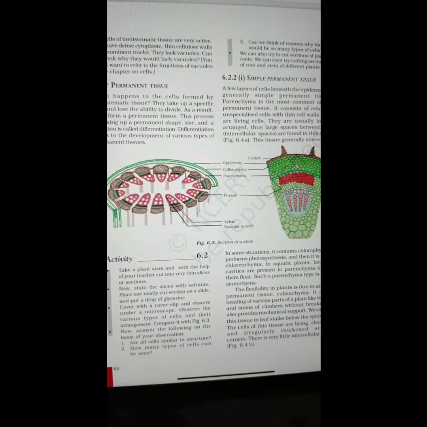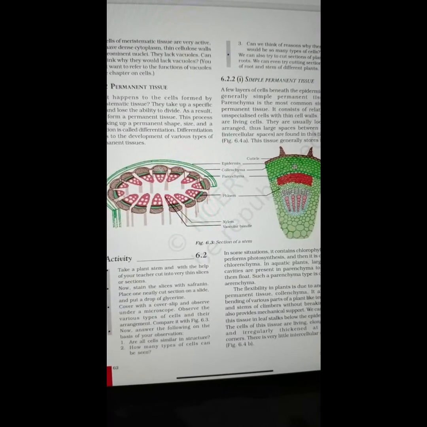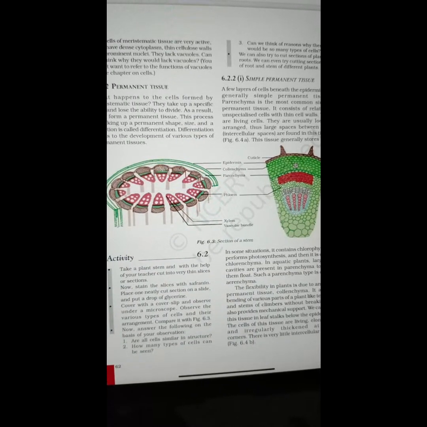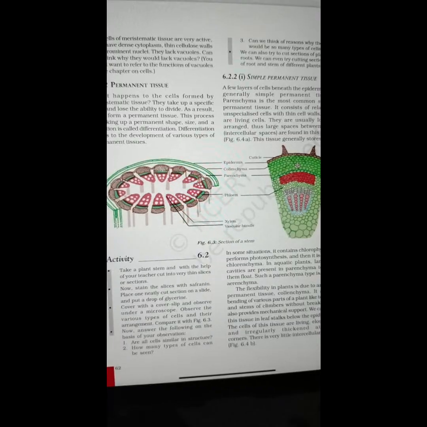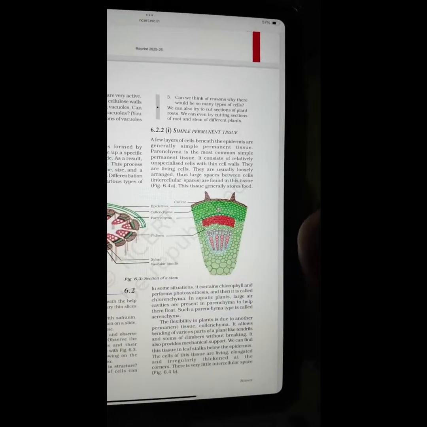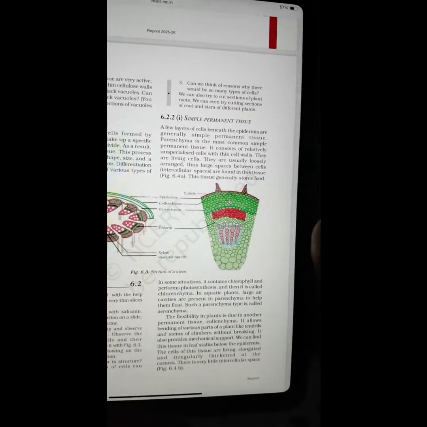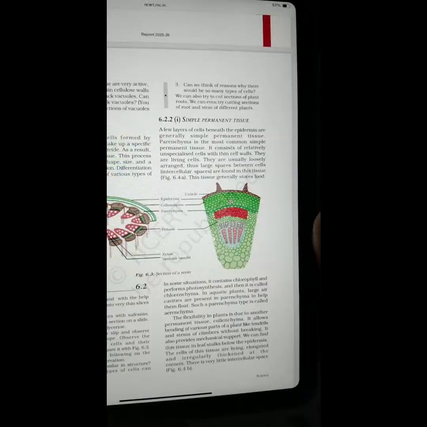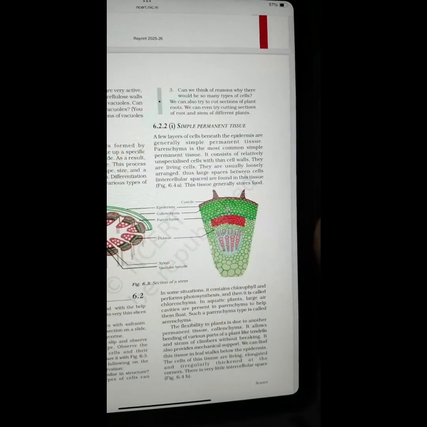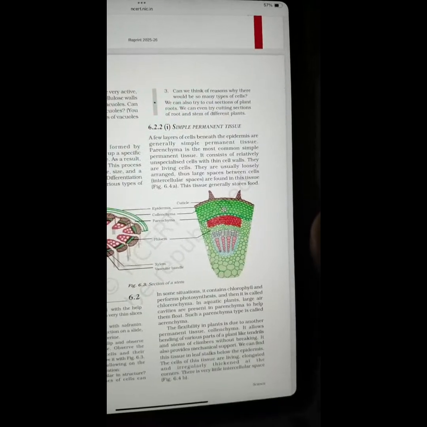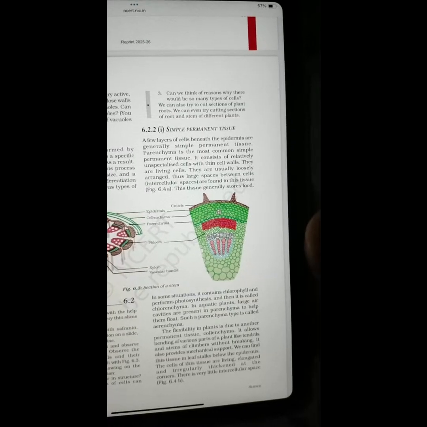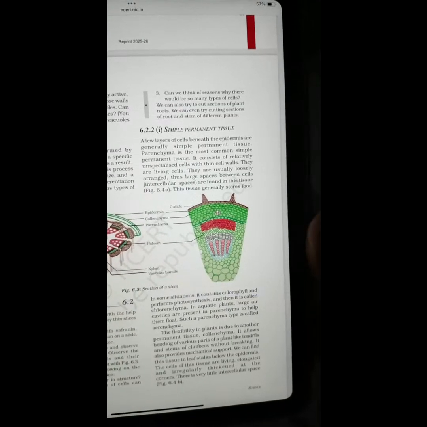Compare it with figure 6.3. Now answer the following on the basis of your observation. 1. Are all cells similar in structure? Second, how many types of cells can be seen? Next one. So we are coming to the right side of page number 62 of your NCERT. Point number 3, can we think of reasons why there would be so many types of cells? We can also try to cut sections of plant roots. We can even try cutting sections of roots and stem of different plants.